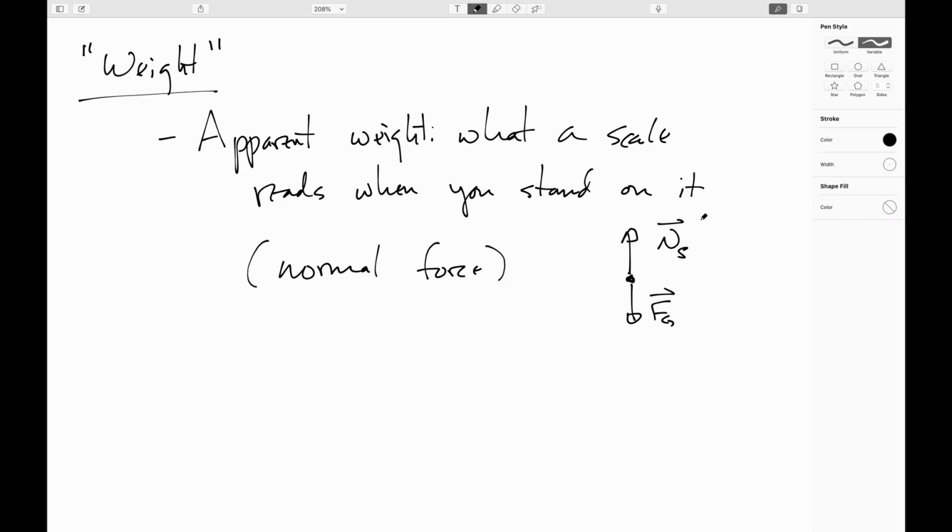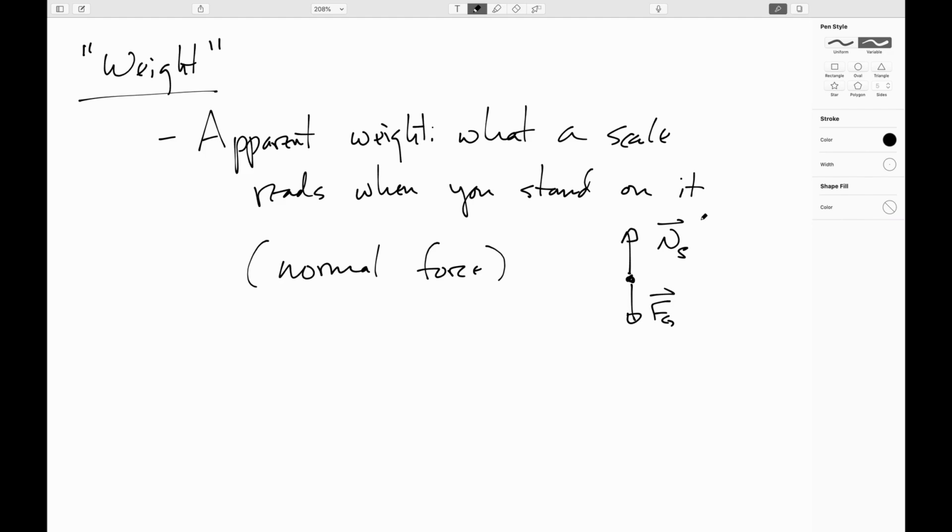This is maybe a little more obvious if you're standing on an old school spring scale as opposed to the more modern digital scales. There you can actually feel the whole scale move down a little bit as the spring compresses. But this is reading the normal force.